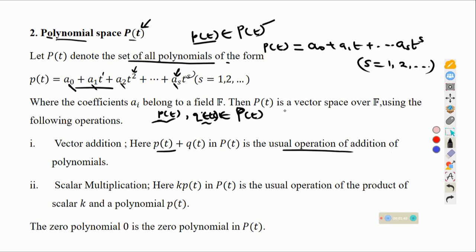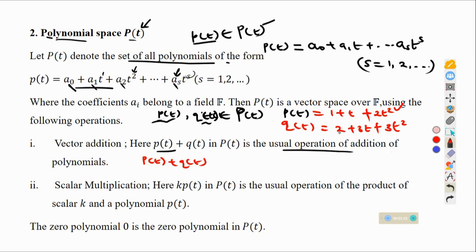So in case you are dealing with a polynomial p(t), let me take a small example. Let p(t) be 1 plus t plus 2t squared, and q(t) be, for example, 2 plus 3t plus 3t squared. So these are polynomials of degree 2, which means that your s is 2. Now, how do we add? How do we get p(t) plus q(t)?